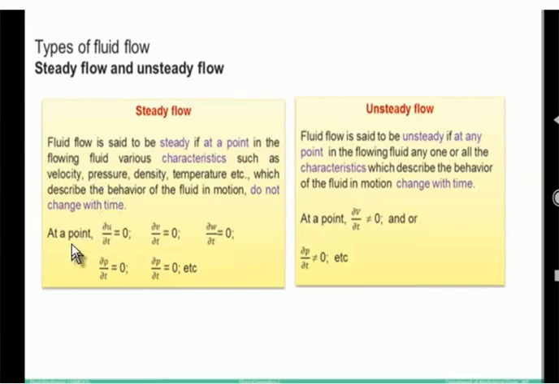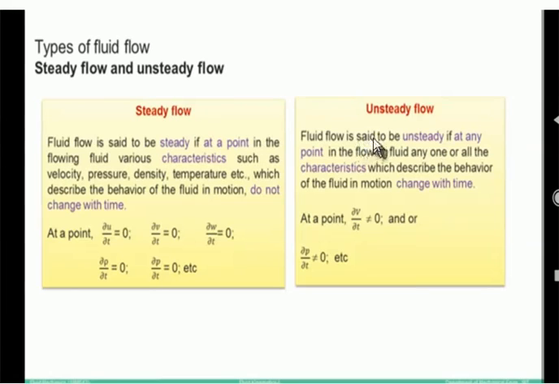That can be expressed mathematically: ∂u/∂t = 0, ∂v/∂t = 0, ∂w/∂t = 0, and ∂ρ/∂t = 0. So if the time changes, the properties of the fluid like velocity, pressure, density and temperature will not change. These properties will remain constant. Such a type of fluid flow is called a steady flow.